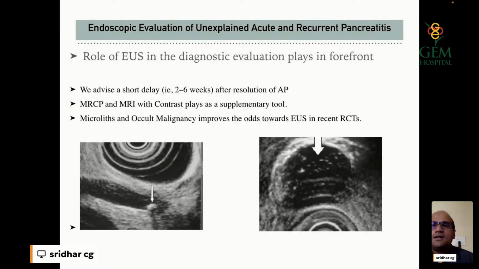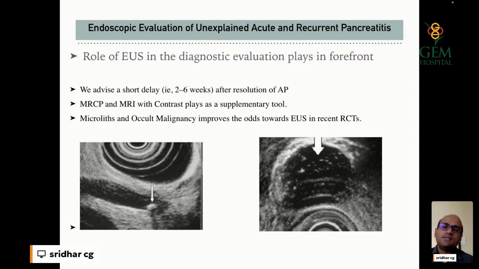Let's go to the philosophies of pancreatitis and where endoscopy plays a huge role. One of the very commonly encountered areas is recurrent acute pancreatitis, and endoscopy plays a huge role in this space because EUS is very important on the diagnostic front, where MRCP and MRI only play a supplementary role and CTs often miss microliths and occult malignancies. The role of EUS is tremendous.